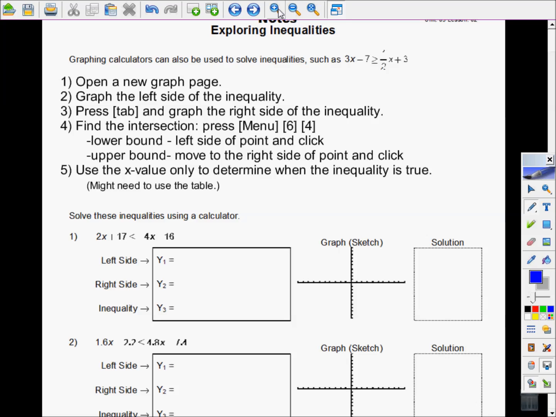It's going to come up lower bound. Lower bound means go to the left side of the point and click. Upper bound means move to the right side of the point and click. And then you'll have your intersection. And then the final step is use the x value only to determine when the inequality is true. Sometimes you might need to use the table. So I'm going to give you a moment to write that down.